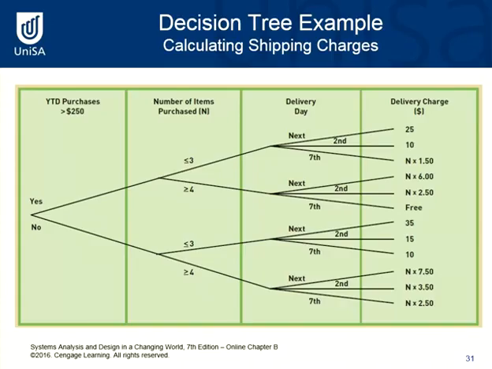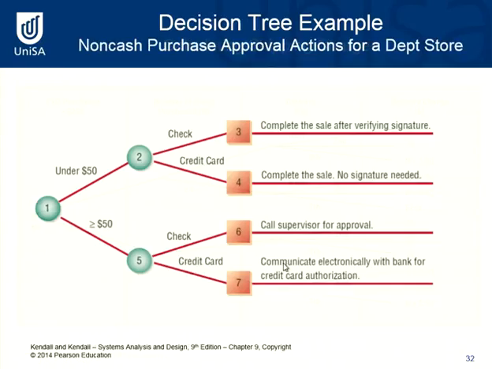And this only says the seventh. Okay? So, again, some ambiguity has crept into this particular scenario, as we can see. Here's another example for non-cash purchase approval actions for a department store, a decision tree example.